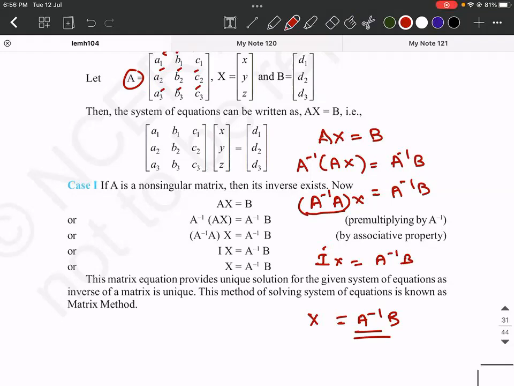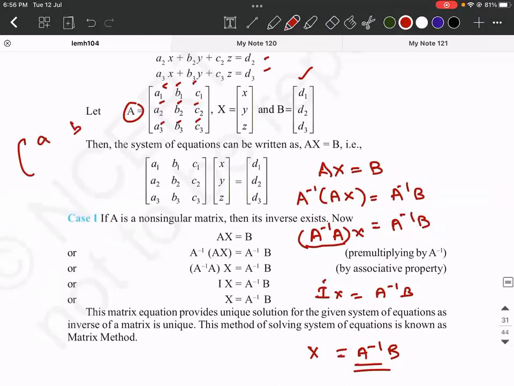Just repeat the first one. But why do you need to do that? For a 2 cross 2 matrix, the adjoint is even easier. I'll tell you. See, if A, B, C, D is the given matrix, then just add a minus sign on the off-diagonal. That will give you the adjoint. That's it.